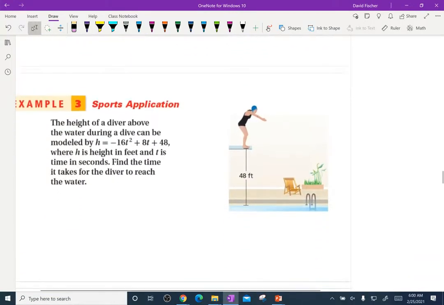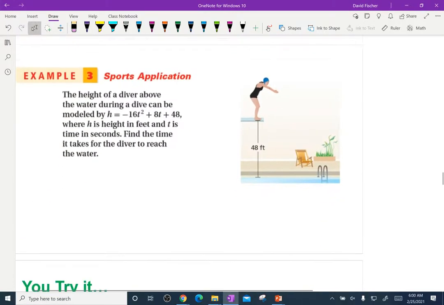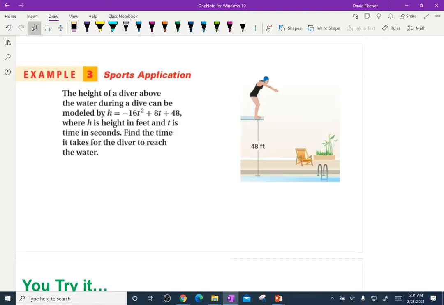So now let's talk about this diver here, like we talked about right at the beginning of the lesson. We would just want to know how long she's going to be in the air from the time she starts, which is interesting because she's already 48 feet up. And all we're looking for is when did she hit the water? Okay. How long was she in the air for?